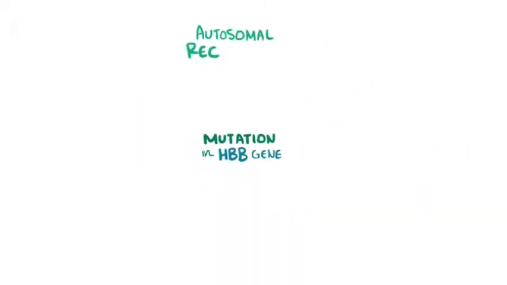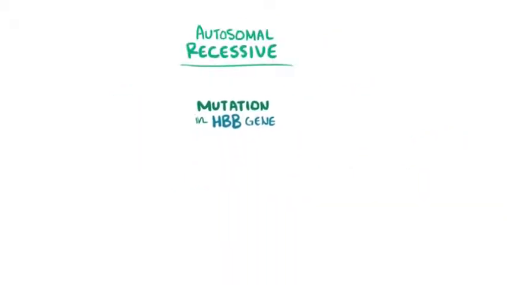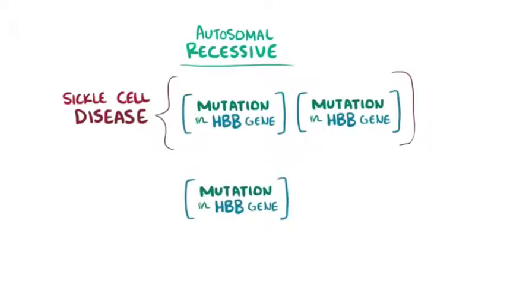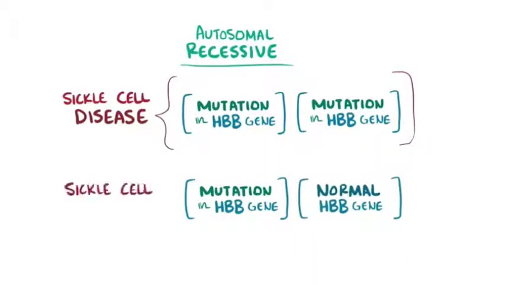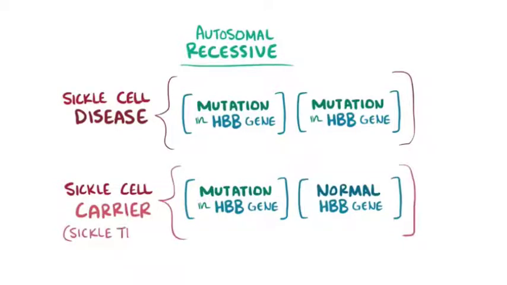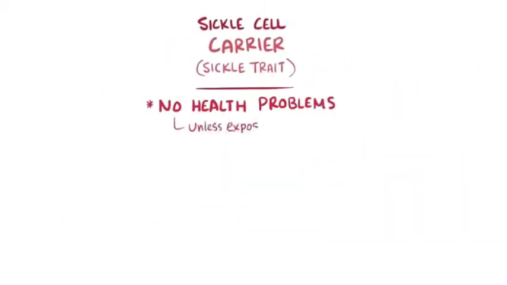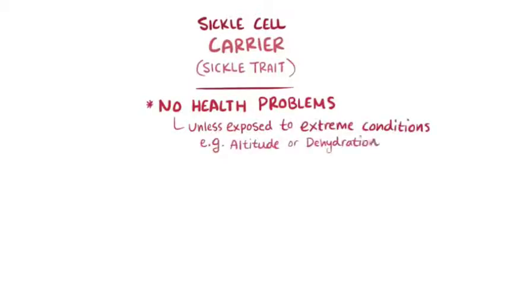Sickle cell is an autosomal recessive disease, so a mutation in both copies of the beta globin gene is needed to get the disease. If the person has just one copy of the mutation and one normal HBB gene, then they're a sickle cell carrier, also called sickle trait. Having sickle trait does not cause health problems unless the person is exposed to extreme conditions, like high altitude or dehydration, where some sickle cell disease-like symptoms can crop up.